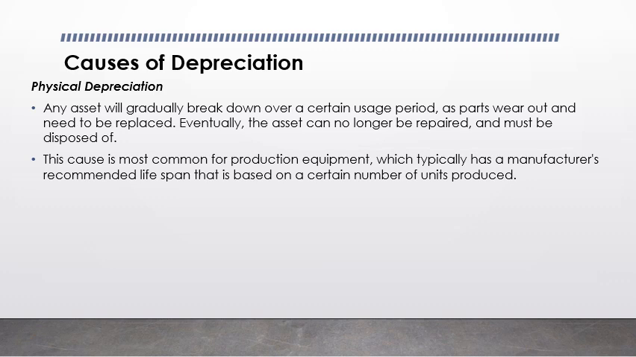This cost is most common for production equipment, which typically has a manufacturer's recommended lifespan that is based on a certain number of units produced. Once you have produced that many units, the manufacturer will say you cannot use it anymore. Even vehicles, for example trucks, buses, normally the manufacturer will say it can be used for 15 years, after which it has to be scrapped, or else you have to take a fitness certificate.